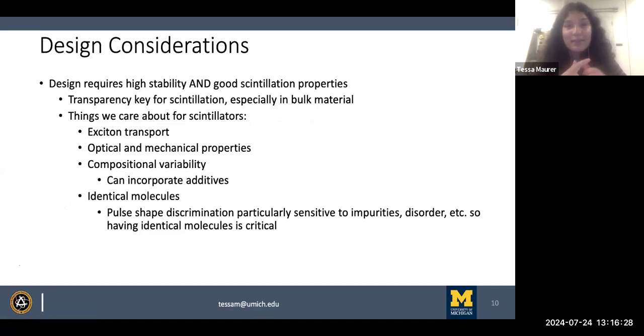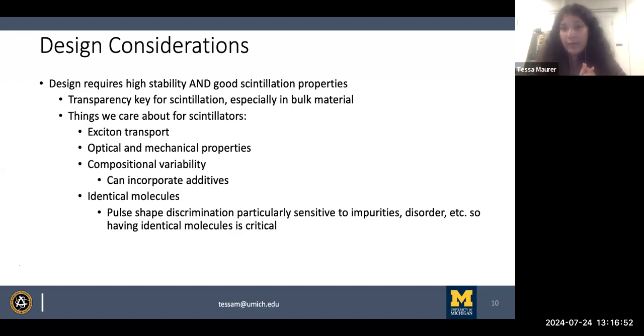But design considerations are really important, right? We want to have high stability, like I mentioned, and good scintillation properties. One thing that's absolutely critical is transparency. These need to be like water, like glass. When you think of glass, crystal clear, especially when we're talking about bigger bulk material.